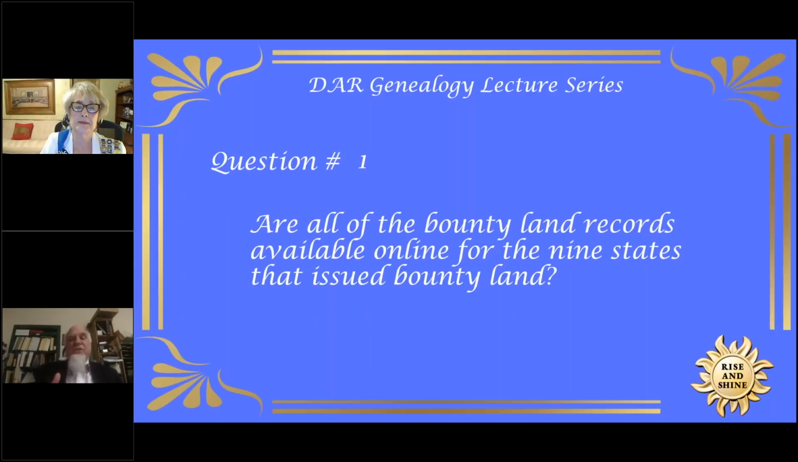So the thing to do is to go out and look at the BLM, the Bureau of Land Management website, and look for the patents there and do a search on the individual's name. But recognize that a lot of the tracts that were set aside for Revolutionary War bounty land, which is what we're talking about in the 9 states, ran out of land.